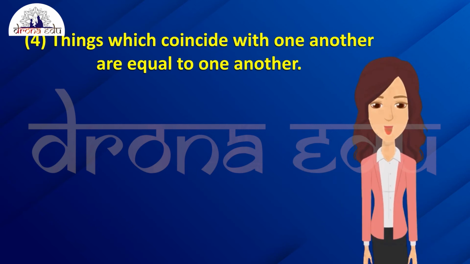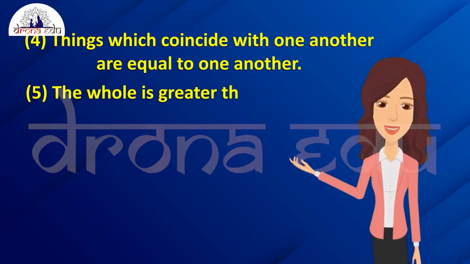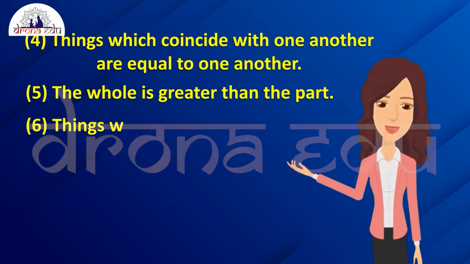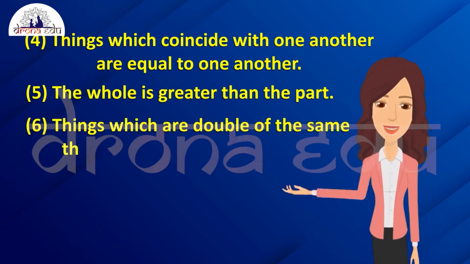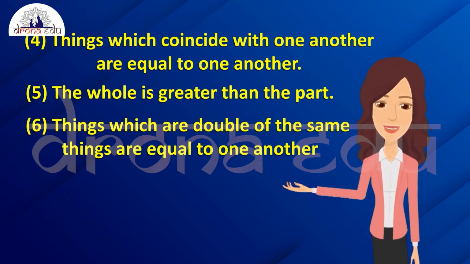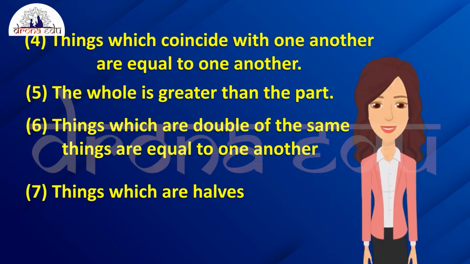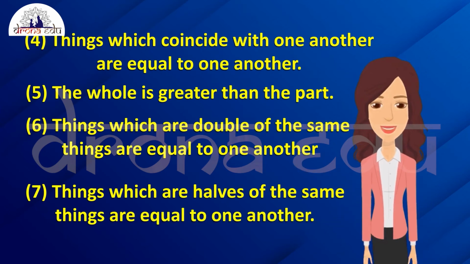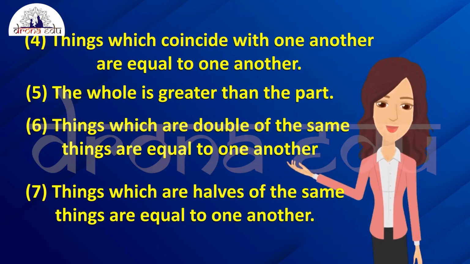And the fifth one is, the whole is greater than the part. The sixth one is, things which are double of the same things are equal to one another. And the seventh one is, things which are halves of the same things are equal to one another. Let's see the meaning of these axioms using examples.